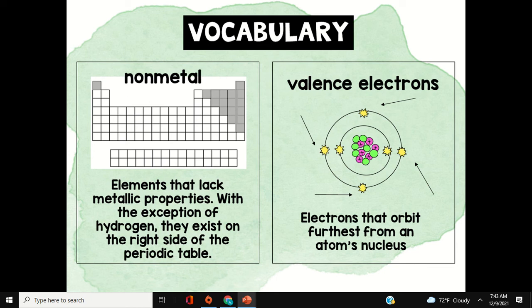And a reminder of what a nonmetal is: it's an element that lacks metallic properties, except hydrogen. They exist on the right side of the periodic table. So they're going to be in group 15 or 5A, group 16 or 6A, group 17 or 7A, and all of the noble gases, because it's in the word, noble gases.